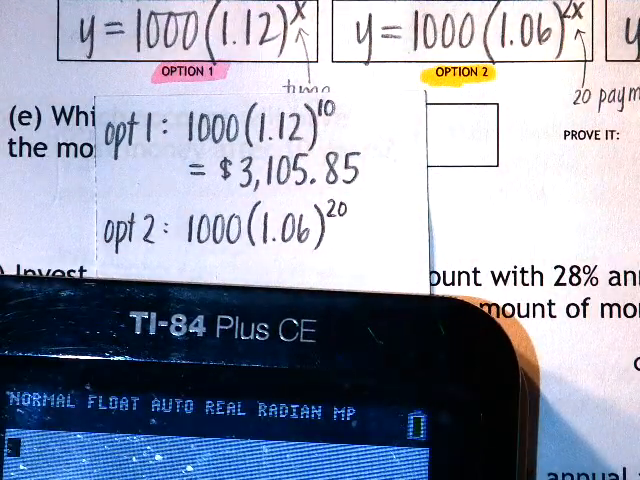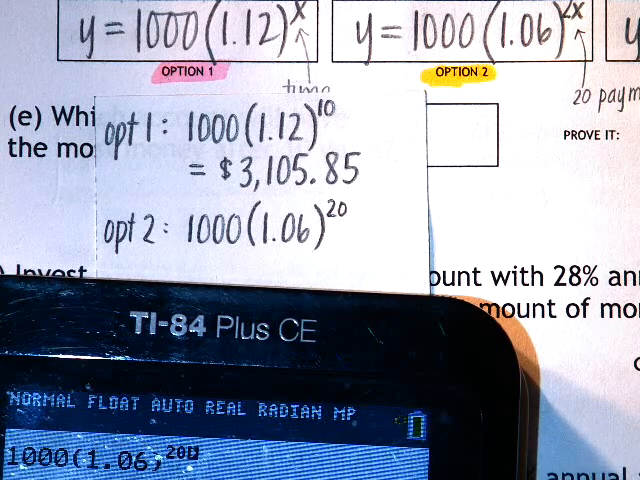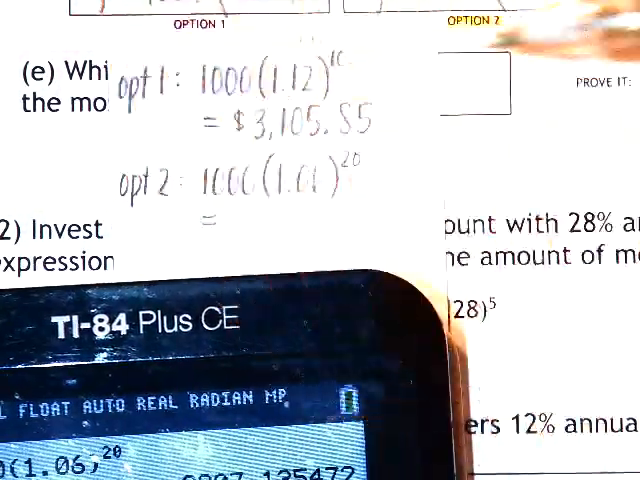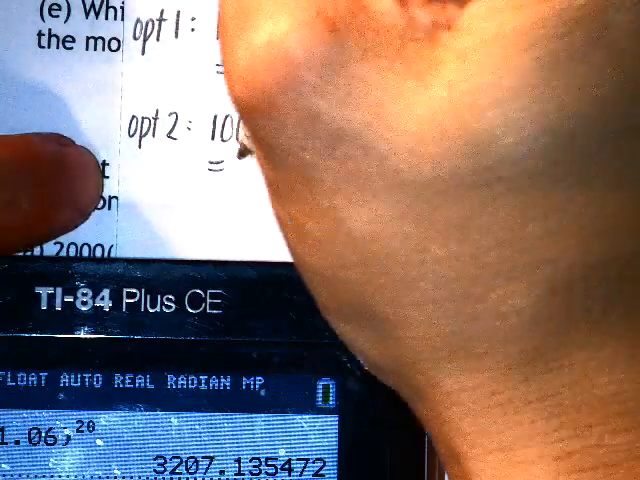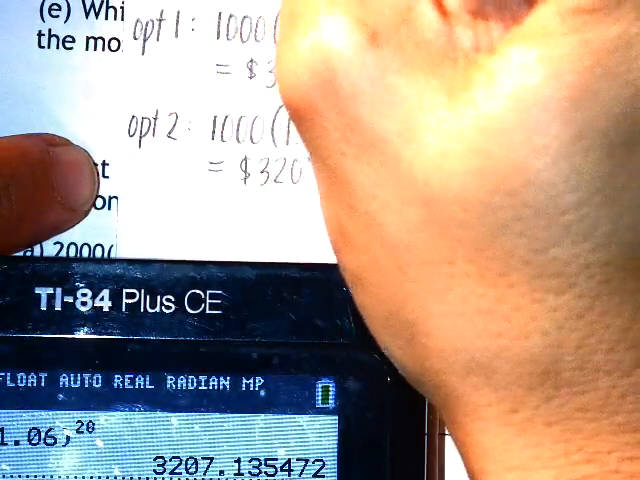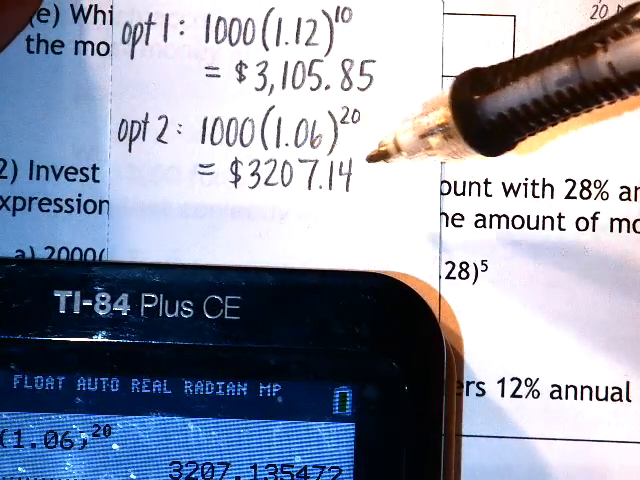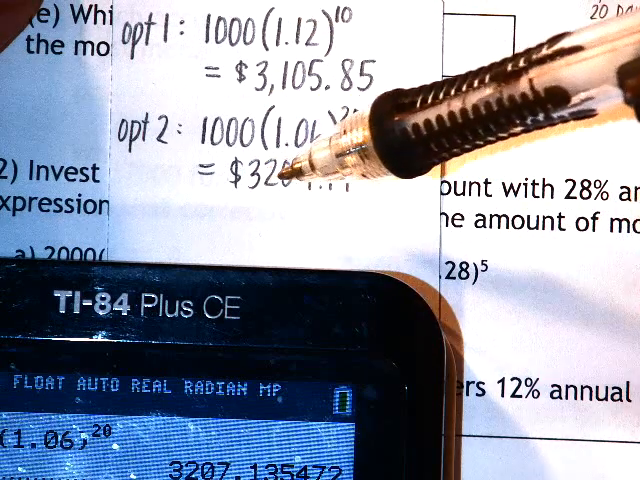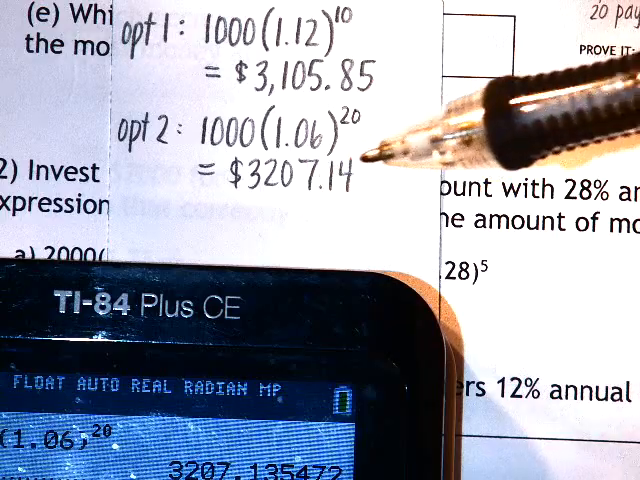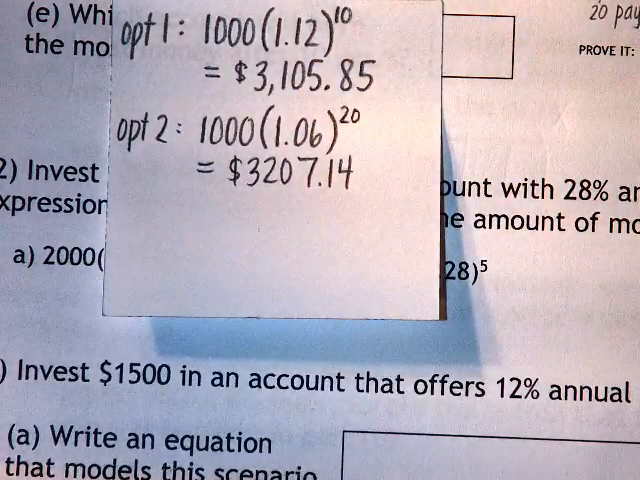1,000 times 1.06 to the power of 20 payments, and I'll get my account value of $3,207 and about 14 cents. Again, good deal because my money sat there and I noticed I even earned a little bit more than I did in option 1. So this is even better because now I've gotten more money just for letting my money sit there and do nothing.